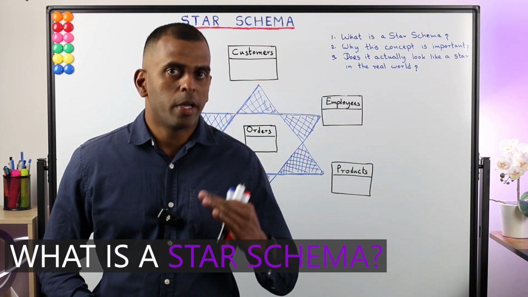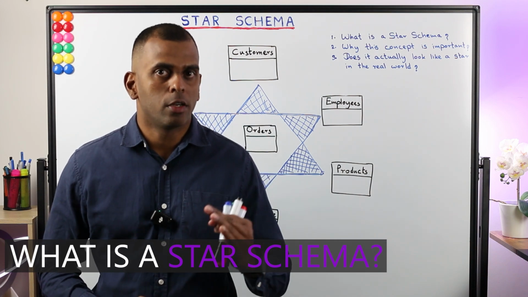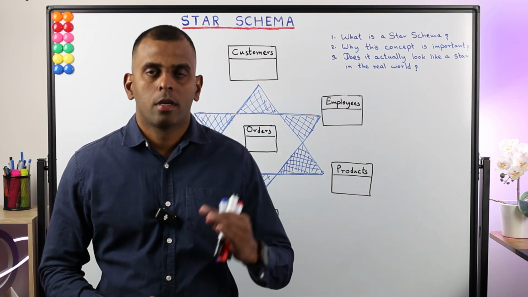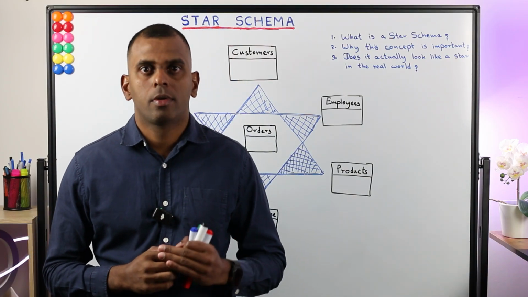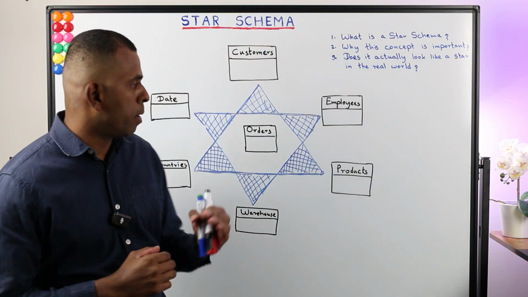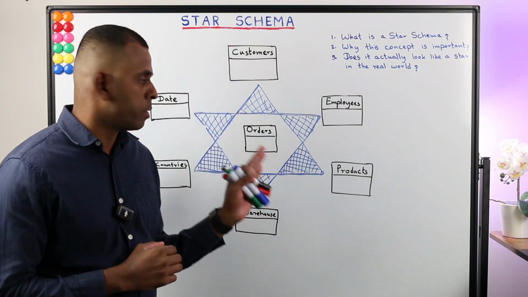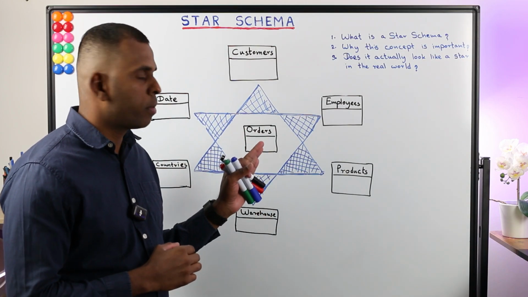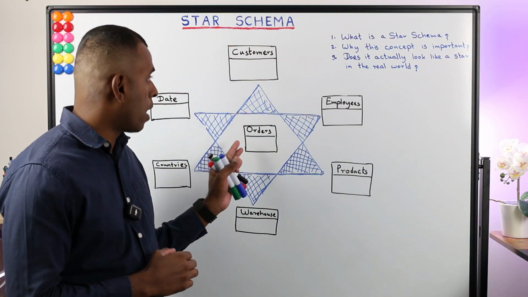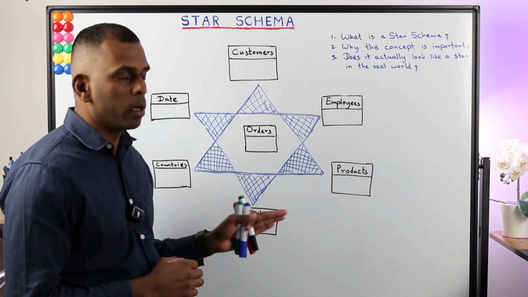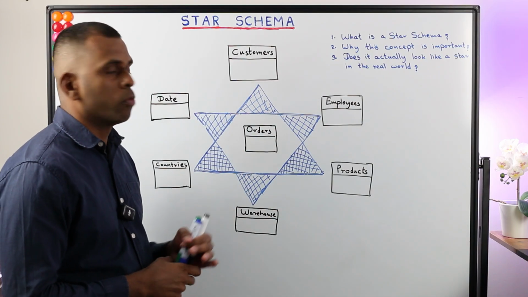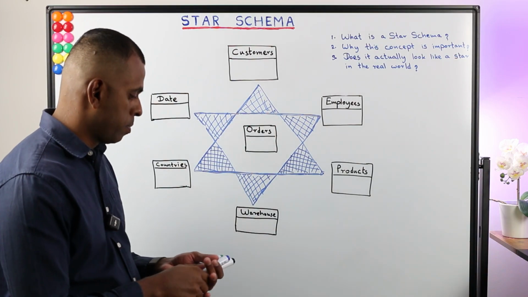If you want to become strong in Power BI, you must learn one concept: Star Schema. Star Schema is a model design where one central table, which is called a fact table, is connected to dimension tables around it. We call them dim tables.